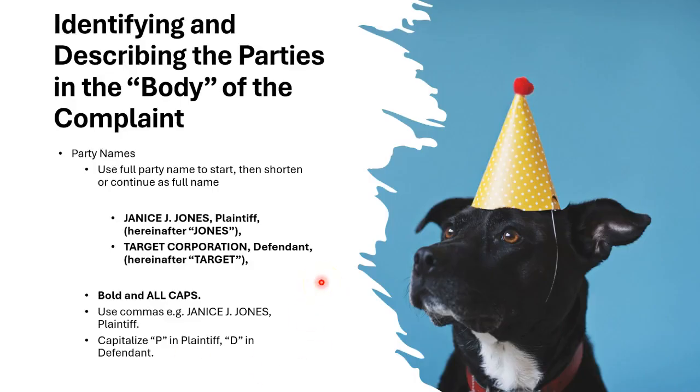A couple of formatting and typing skills are important. For the parties' names, use their full name to start and then shorten it. For example, in that first paragraph comes now Janice Jones, plaintiff. You could follow that with hereinafter Jones, so that you're not constantly typing out Janice J. Jones. You can just type in all capital letters Jones. But you have to tell the reader of the document that you're going to use that term Jones, and that's how you do it. And if the defendant is Target Corporation, for example, hereinafter Target.